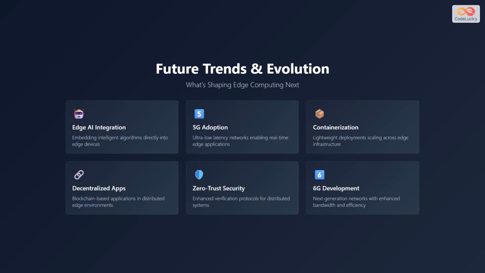Third, containerization is becoming standard, with technologies like Docker making it easier to deploy and scale applications across edge infrastructure. Fourth, decentralized applications using blockchain are running on edge networks for distributed and secure processing. Fifth, zero-trust security protocols ensure that every access request is verified, adding protection to distributed systems. Finally, 6G is in development, promising even more advanced capabilities for edge computing and beyond.